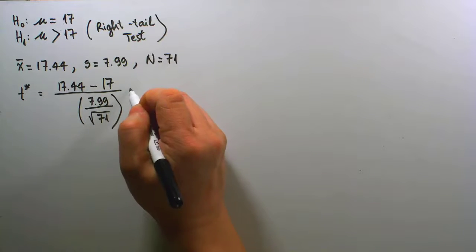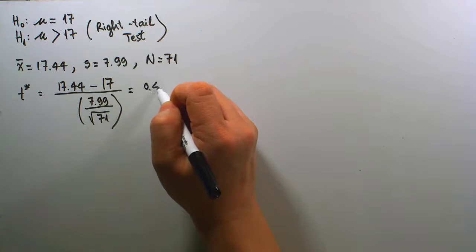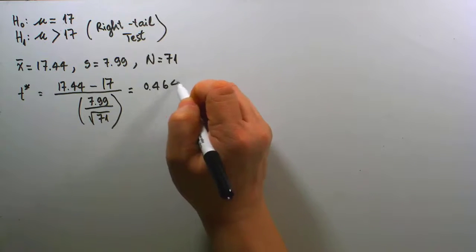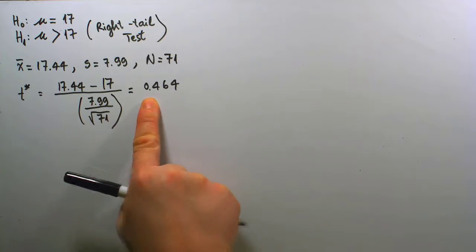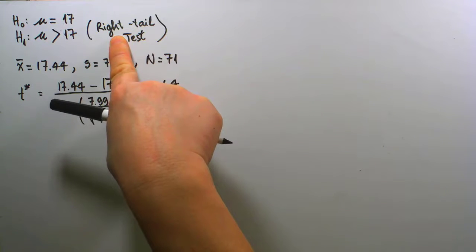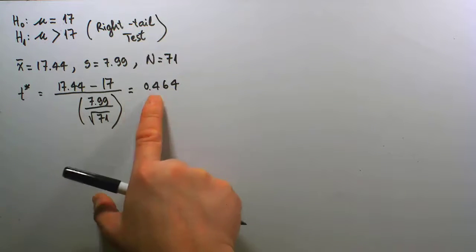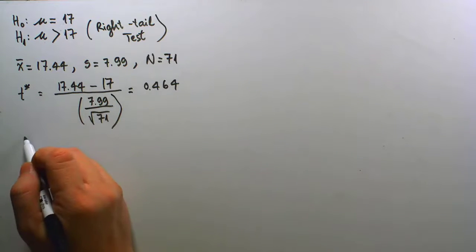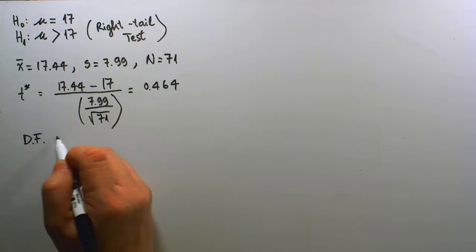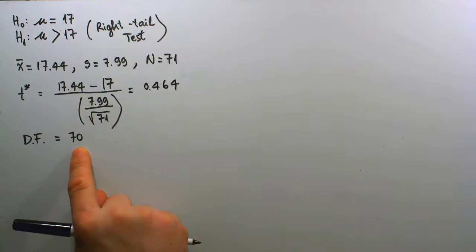My calculation came out to 0.464. And it's a positive value, making it consistent with the test that we currently decided to proceed with as a right tail test. And so that's our t star being positive 0.464. The degrees of freedom is 70 because it's 71 minus 1.